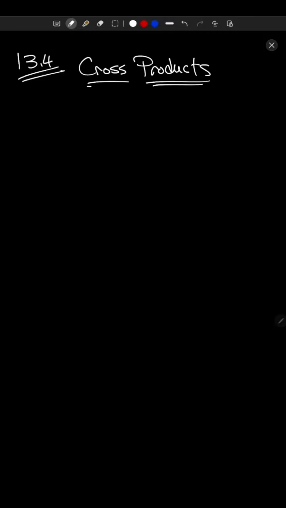So in the last section, 13.3, we just talked about dot products. The cross product is a different way to multiply two vectors. This time, the notation is going to be u cross v, right? You always use the cross symbol just to distinguish it from the dot product. This time, this guy here is a vector.